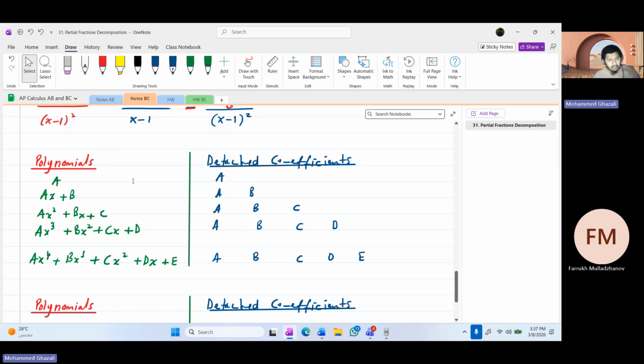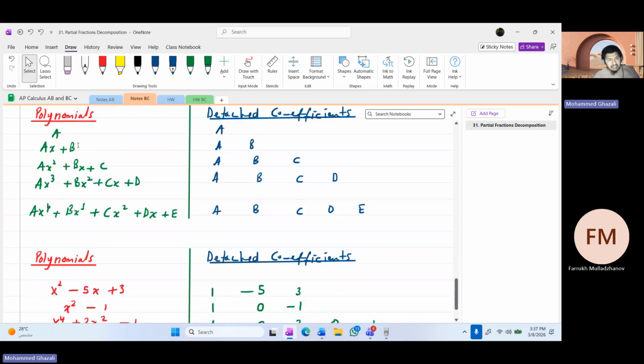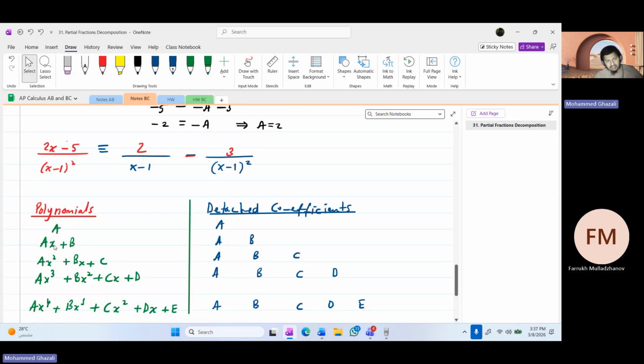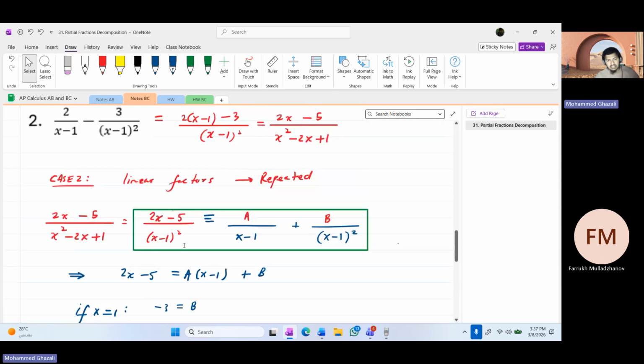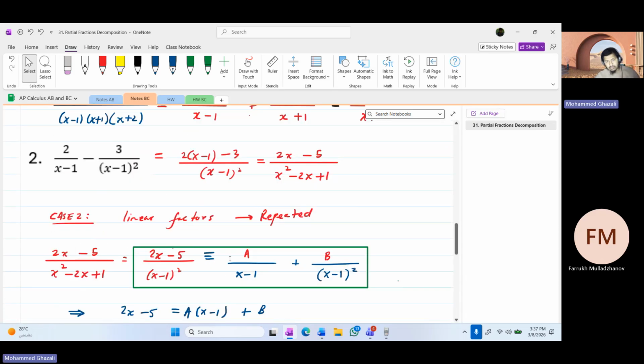So remember these now. Remember what the polynomial forms are. This is linear. What's the polynomial form before linear? A constant. This is quadratic. What's the form before quadratic? Linear. So when you're doing decomposition, it always takes the form just before this. It was linear in the denominator, so what did we put on top? Constant. Over here, in this case, it was linear repeated.